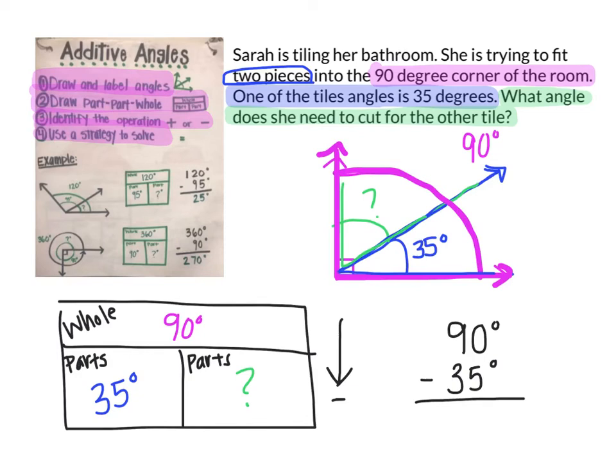0 minus 5, can't do that, so we borrow. My 9 becomes an 8. I add 10 to 0. 10 minus 5 is 5. 8 minus 3 is 5. So we've got 55 degrees. So our missing part is 55 degrees. So we can fill that in our picture too.